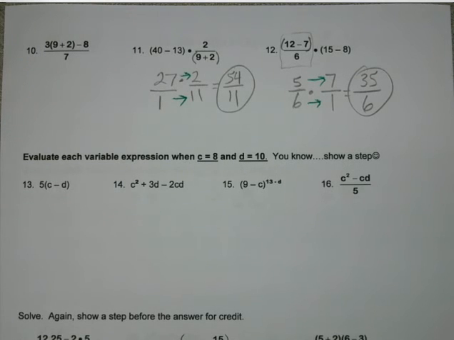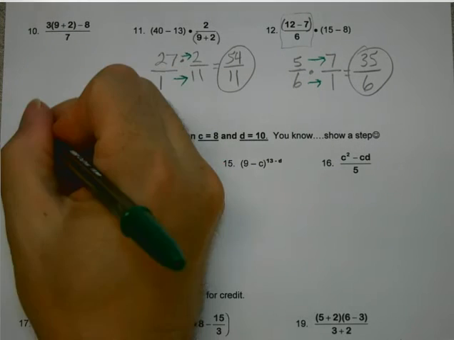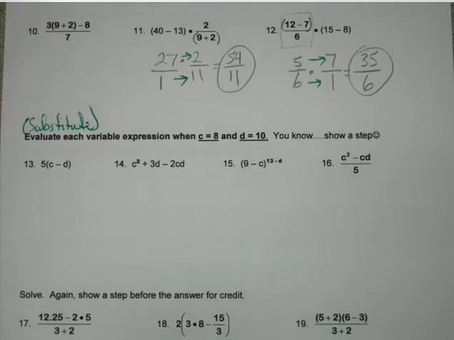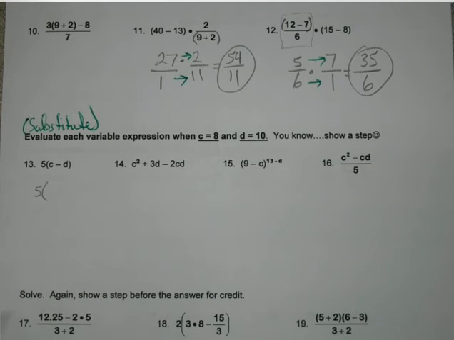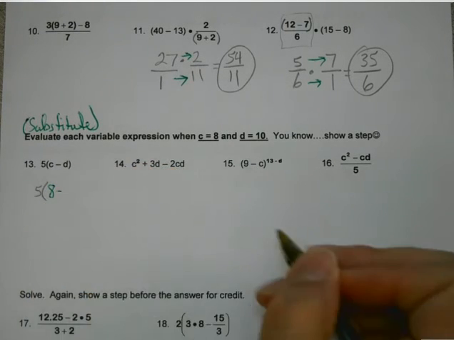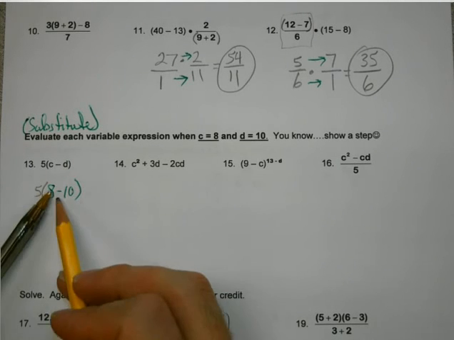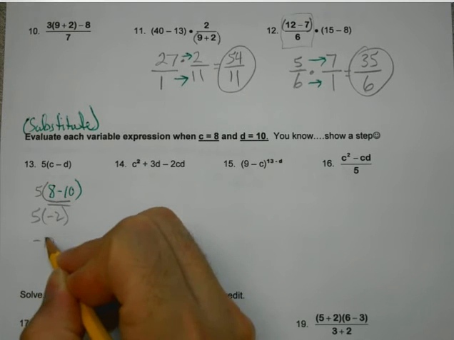Okay. Now, when we take that a step further as we move down the page, evaluating. Evaluate's just a fancy word for substitute. Okay, so they're telling me the values again. I want to show a step. So 5, my C value is 8, my D value is 10. Now what do I have to do first? Parentheses, because distribute is just like multiply actually. So here, 8 minus 10 is negative 2, and then I'm done.